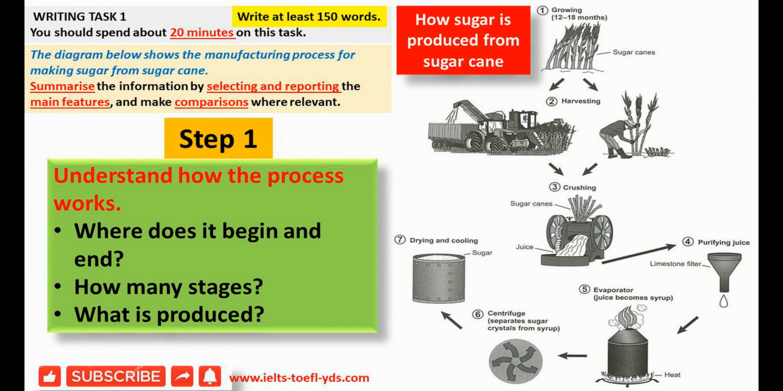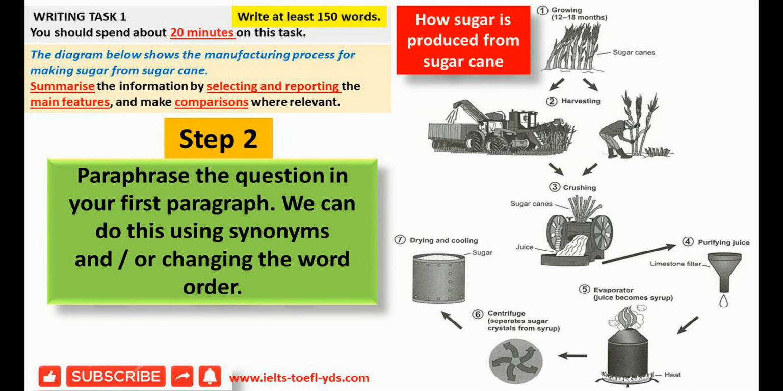Step 1. Understand how the process works. Where does it begin and end? How many stages? What is produced? Step 2. Paraphrase the question in your first paragraph. We can do this using synonyms and/or changing the word order.